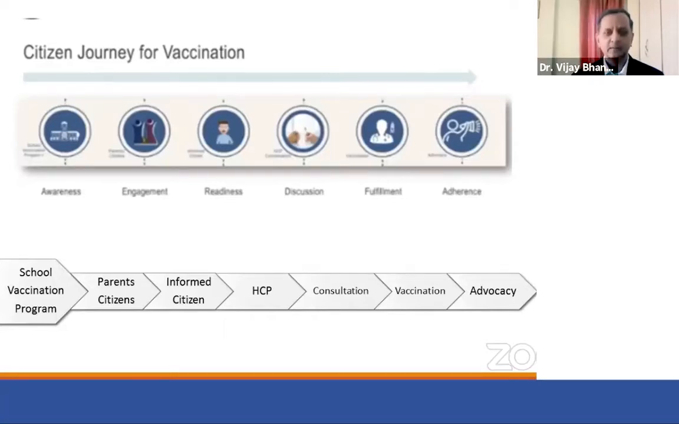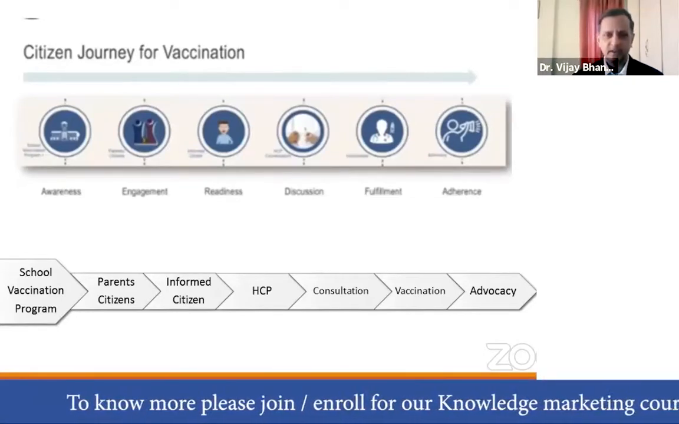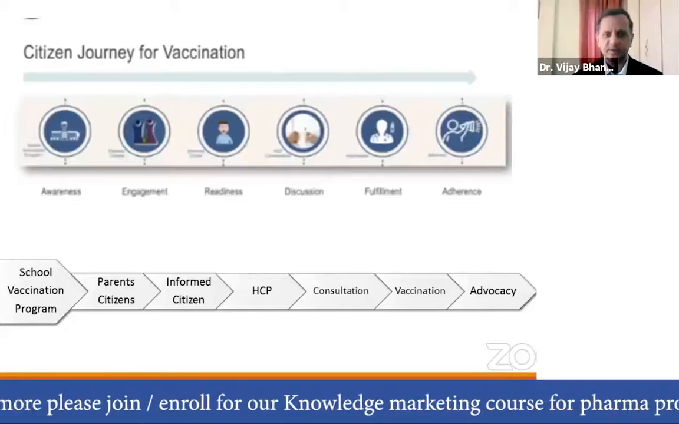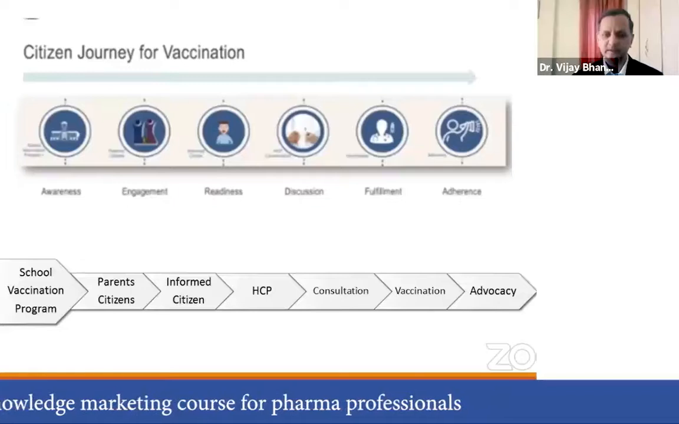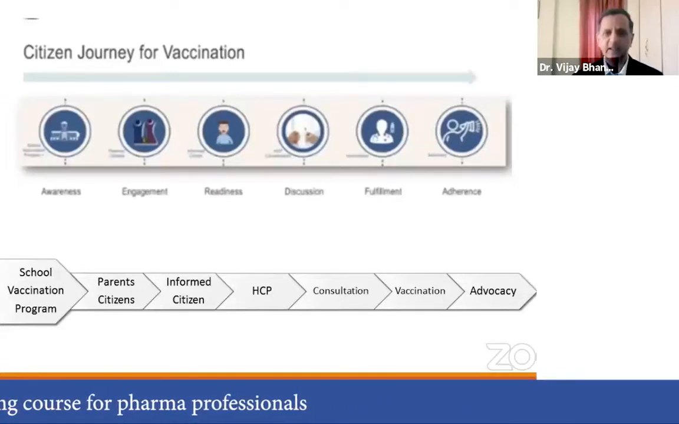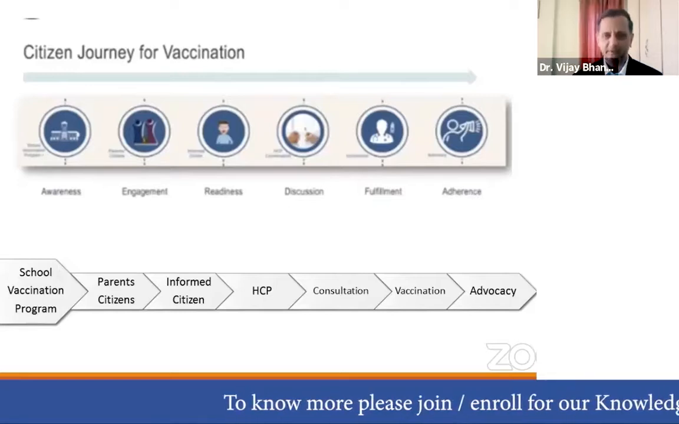And then after the engagement with the citizen is there, the parents and obviously the citizens further try to get more information on this. So that's where comes the third stage, which is readiness. And once the citizen or the informed citizen is ready, then he tries to seek opinion of his family physician. So there is discussion with healthcare practitioners. So healthcare HCP consultation. So typically with your family physician, you talk about the vaccination.